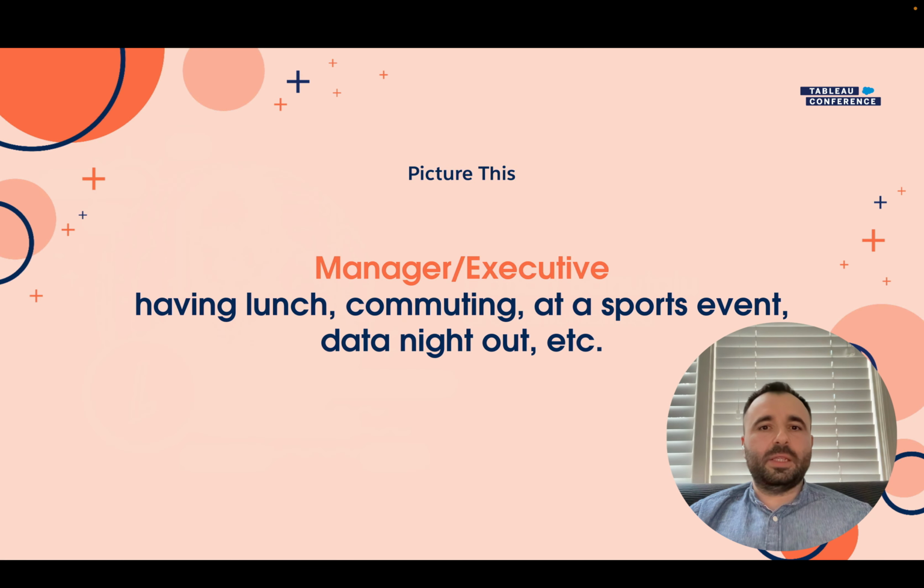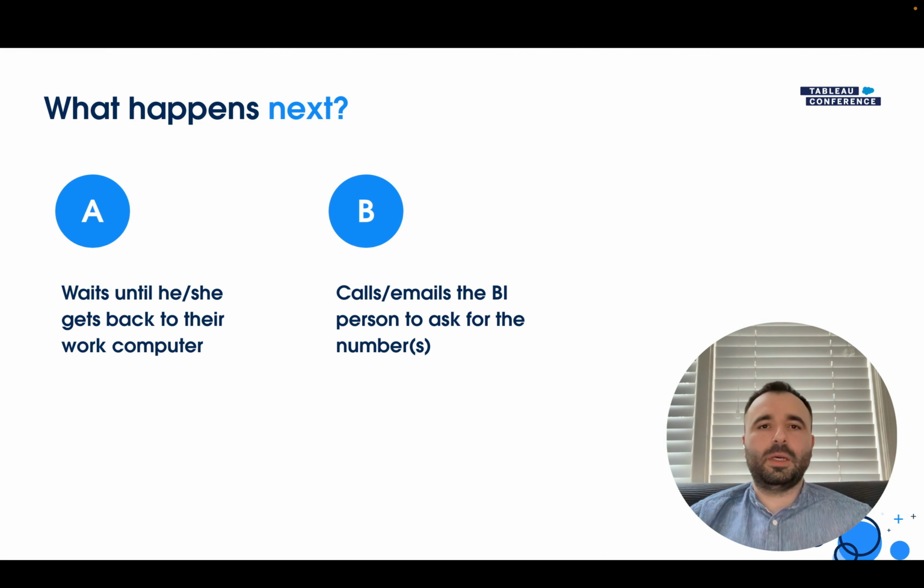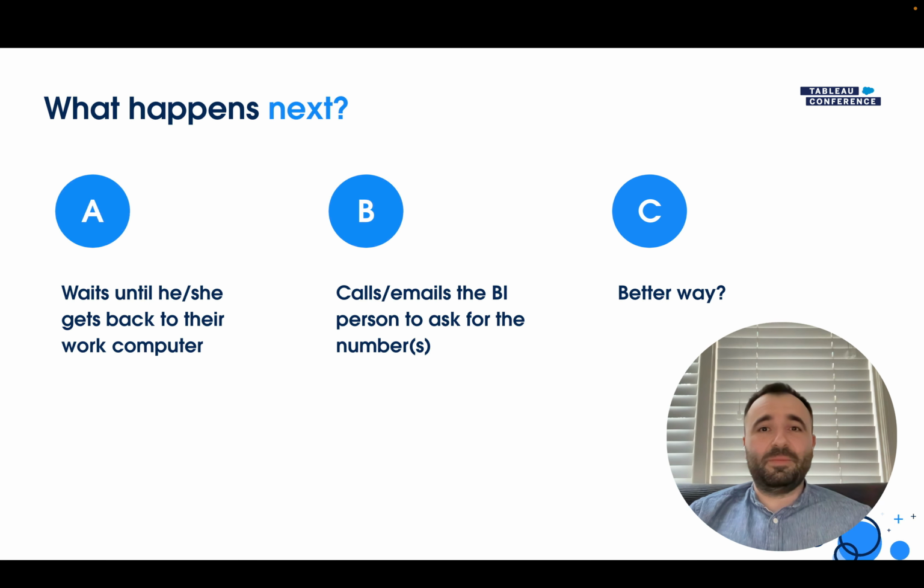Now, before we get started, I'd like to do a quick imagination exercise. Can you try to picture a manager or an executive having lunch or commuting or at a sports event? He or she remembers they need to check up an important number, but they don't have their laptop handy. What do you think happens next? Is it A, waits until he or she gets back to their computer? Or B, calls or emails the BI person to give them the number? I know you're thinking B. Or is there a better way?